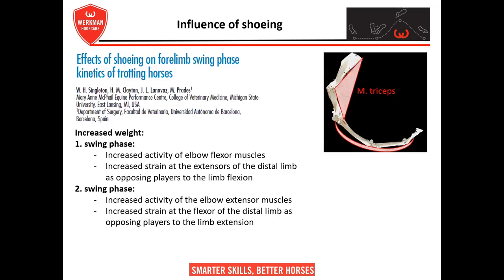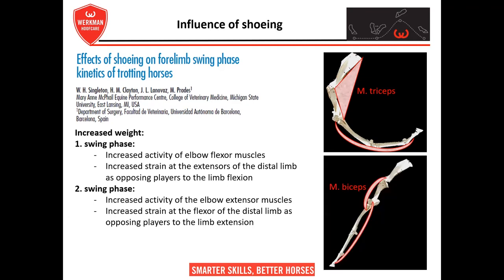Another group examined the activity of the muscles before and after shoeing, and they increased the weight with a normal steel shoe. And they saw that in the first part of the swing phase, as I tried to illustrate in the right image, we have more activity in the elbow flexor muscles, for example the triceps, and we have increased strain in all the muscles which are responsible to stabilize the limb in the distal part and the extensor side. And in the second part of the swing phase, we have a little bit the opposite. There we have more activity in the elbow extensor muscles, like the biceps, and we have increased strain in the flexors of the distal limb, as the opposing player to the extension of the limb.